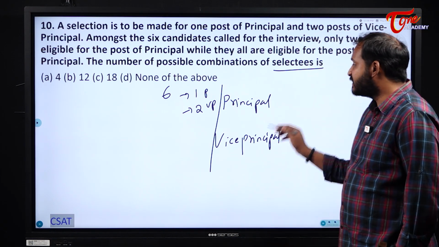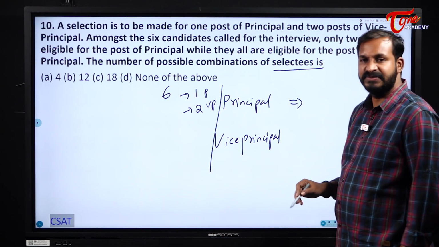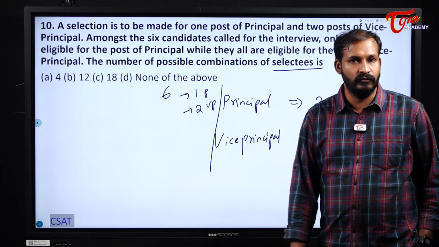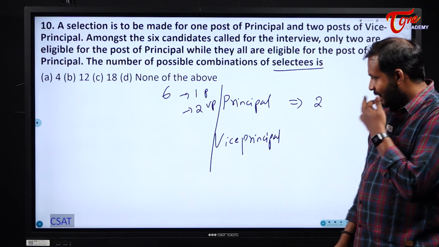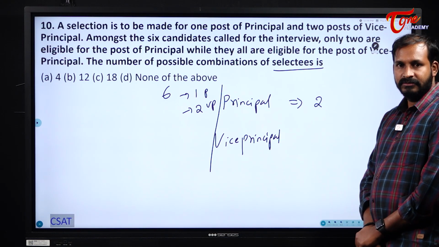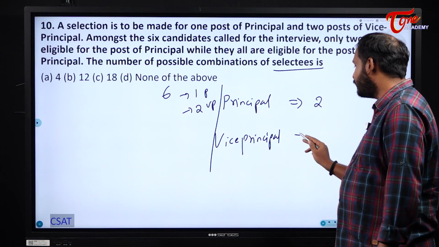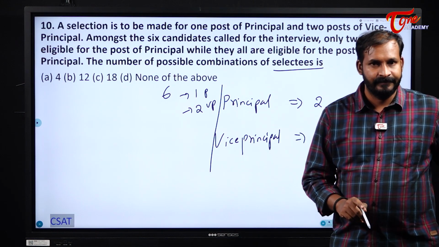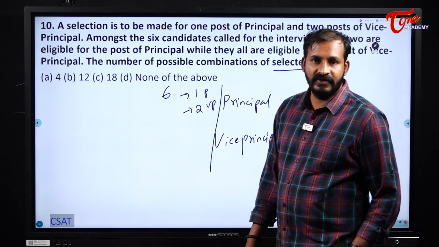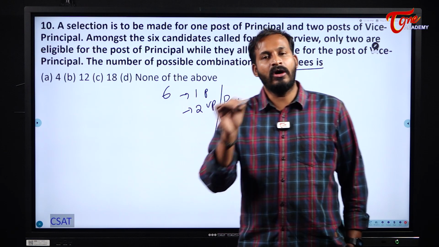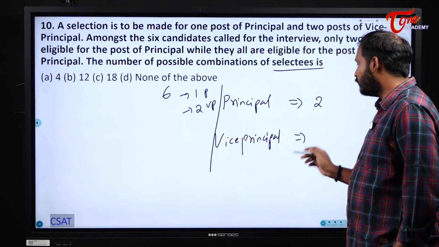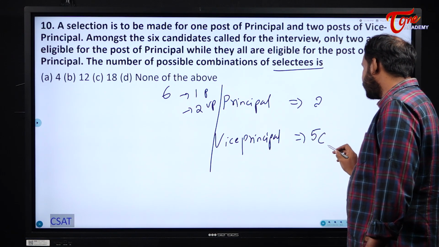Principal post I will fill first. For principal, how many chances I have? 2 chances. Out of 6 people, 2 people are possible for principal. Okay. But how many will be selected? Only 1 will be selected. So, out of 6, 1 is gone for principal. Now, I will be left with how many people? 5 people. Now, all the 5 are eligible for the post of vice principal. So out of 5 people, I need to select 2 people.